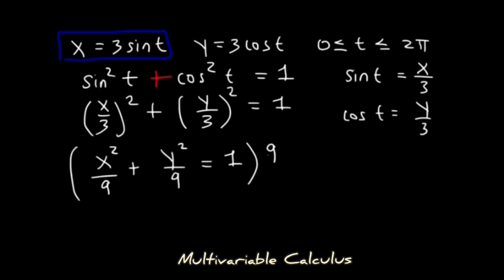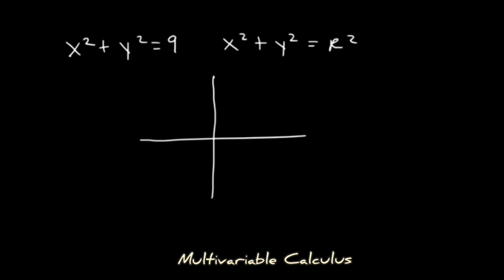Now, if we multiply everything by 9, x squared over 9 times 9, the 9's cancel, so you're just going to get x squared. The same thing is going to happen to y squared over 9, and 1 times 9 is 9. So what we have is basically the equation of a circle in the form x squared plus y squared is equal to r squared. So we have a circle centered at the origin with a radius of 3. So that's the shape of the graph. Now what we need to do at this point is indicate the arrows. So to do that, let's make a table.